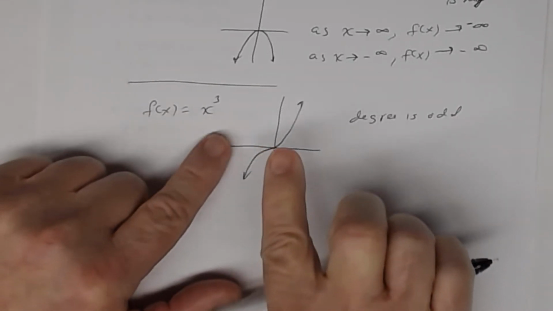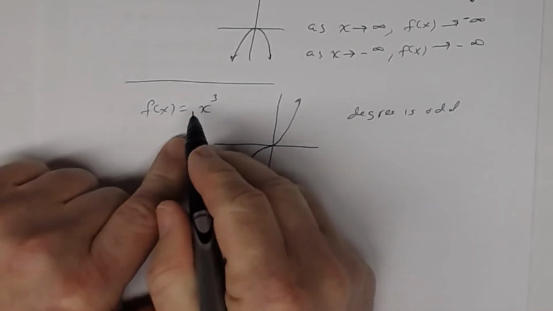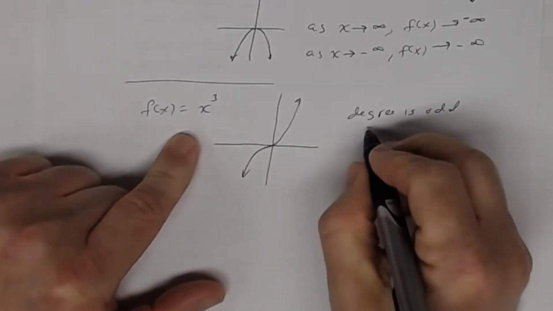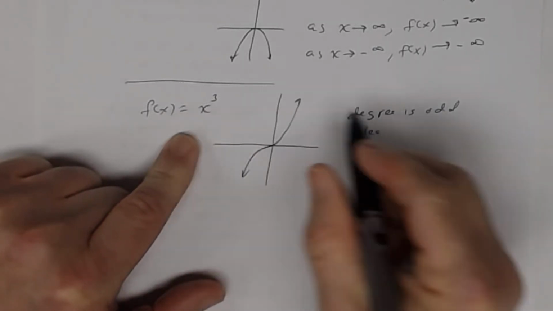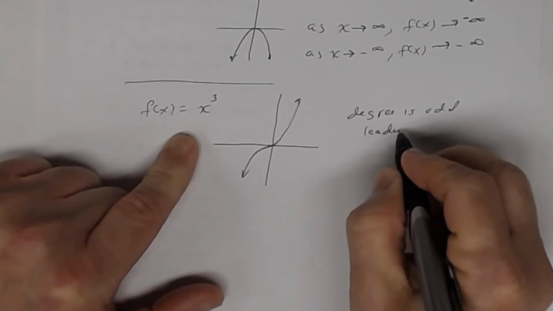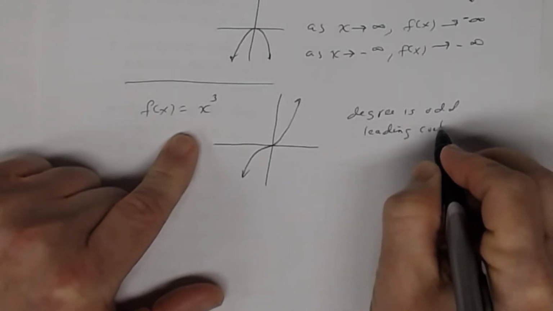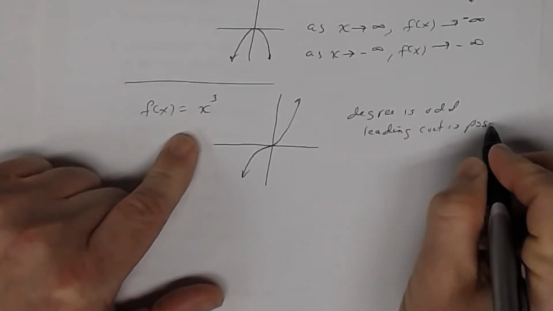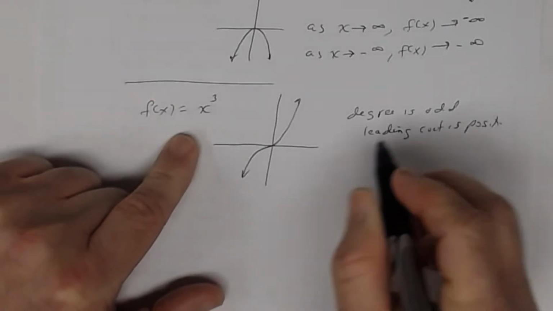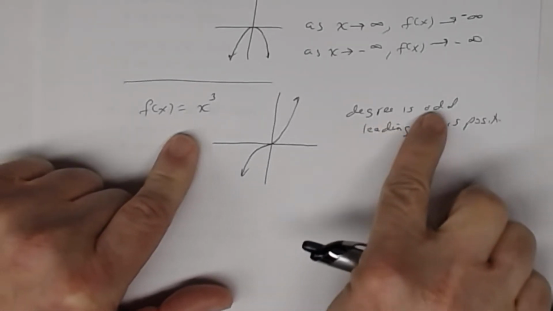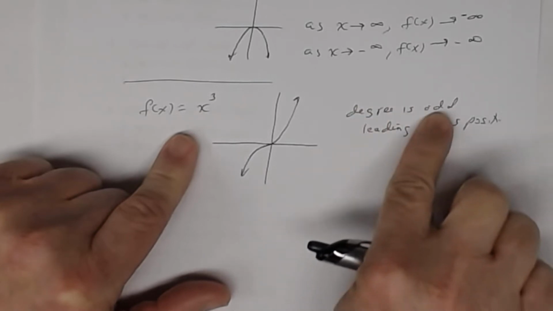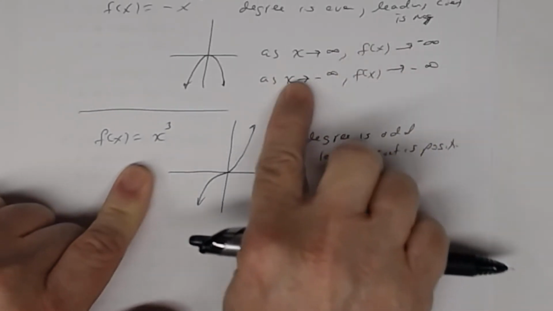Now, if you know what x cubed looks like, and by the way, the leading coefficient is negative. I'm sorry, the leading coefficient is positive, positive 1. All right, so if you know what x cubed looks like, then you will be able to answer any question that has something to do with this.